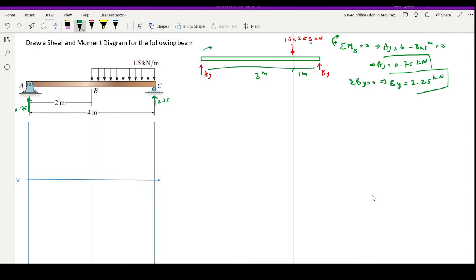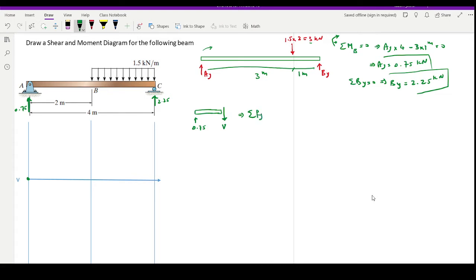Now, to draw a graph, you need to start from the left side, which is this point, and move alongside the curve. And you're going to use the sections method. If I draw a small free body diagram for the segment from A to B, I have 0.75 acting in this direction, and the positive V on the left side is downwards. So I'm going to draw separate free body diagrams for V and M because I don't want to mix them.